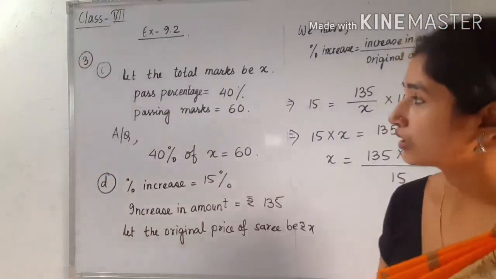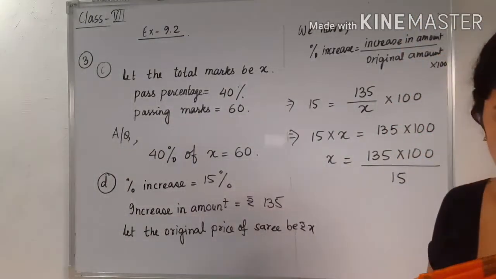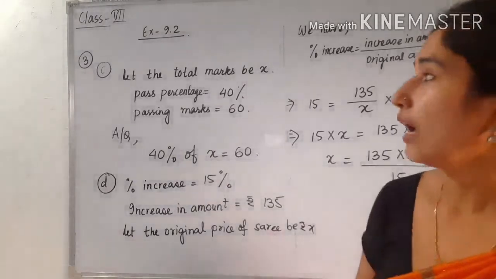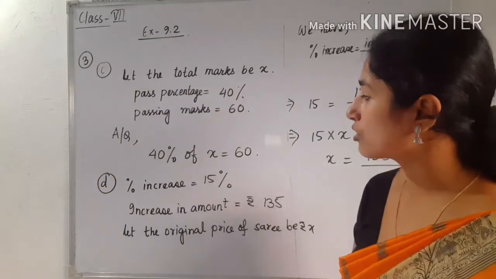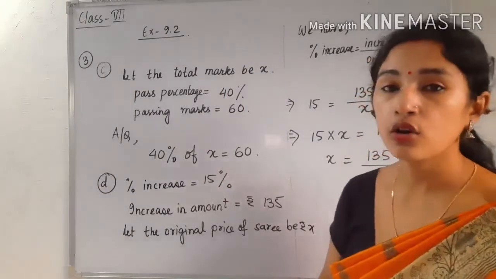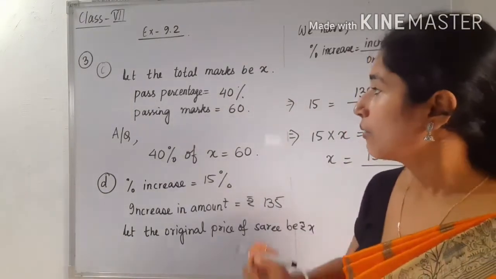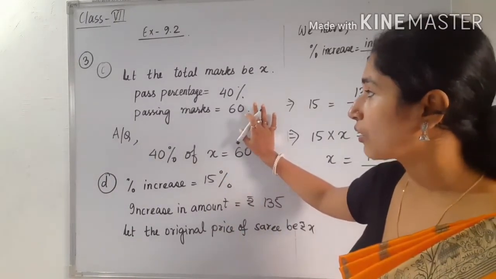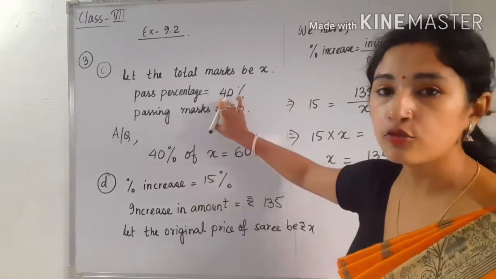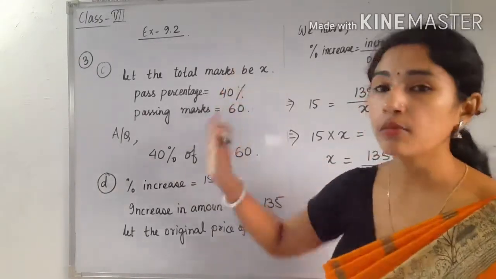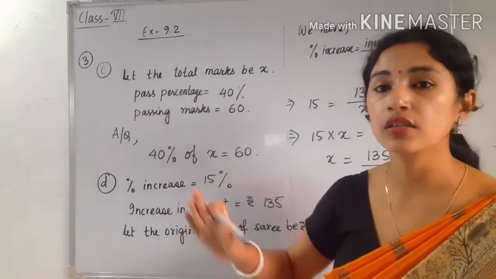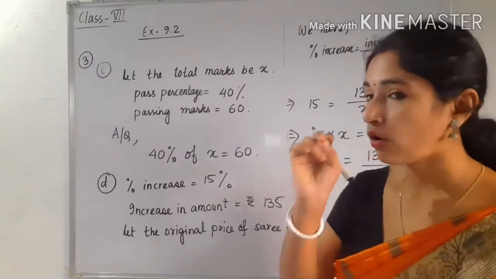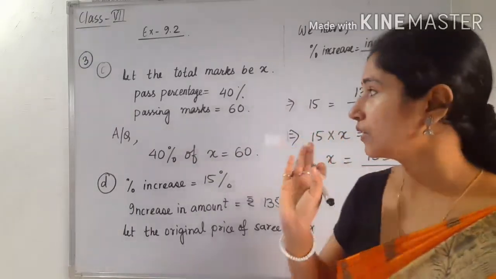So see, the next question is number C. Question A was from the part when the whole was not given. Come to number C. Number C is also the same. Here also the whole is not given. That means the total marks is not given, but the passing percentage is given. That means how much percentage is required to pass? Yes, 40%. And the passing marks is different, the passing percentage is different. You have to make these things clear.